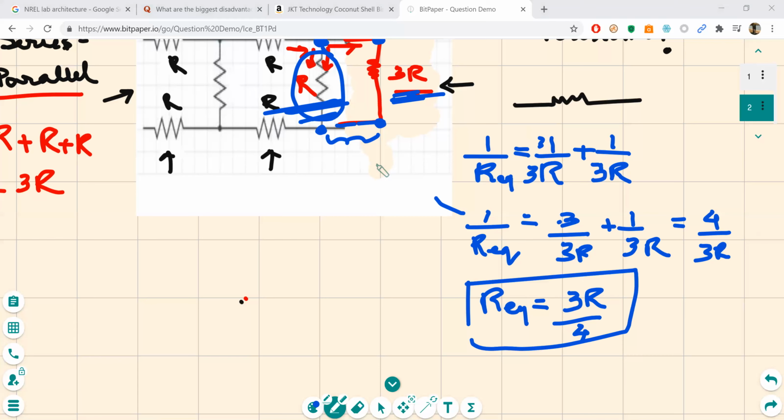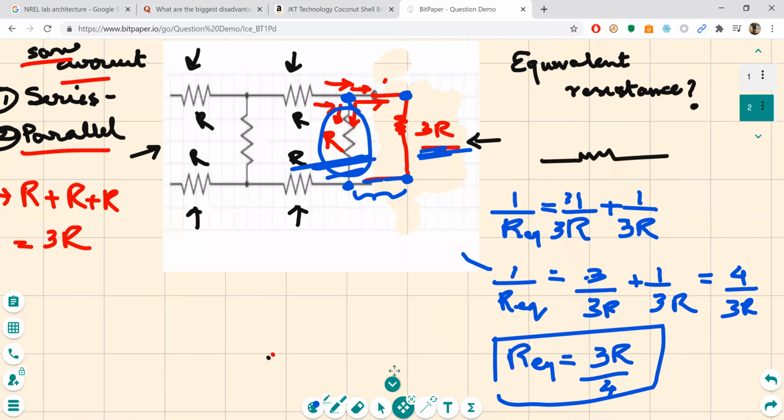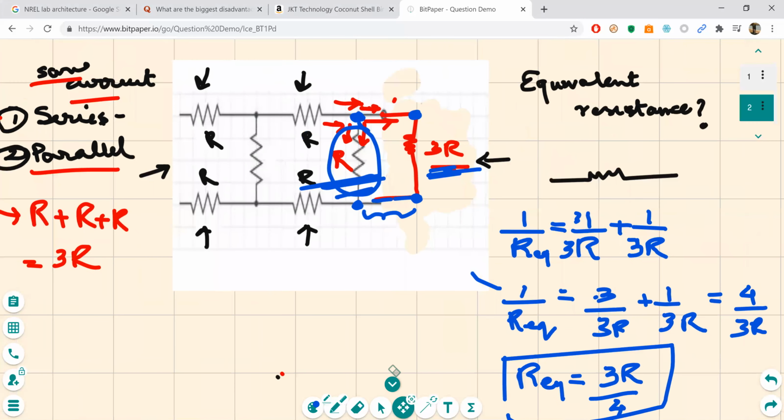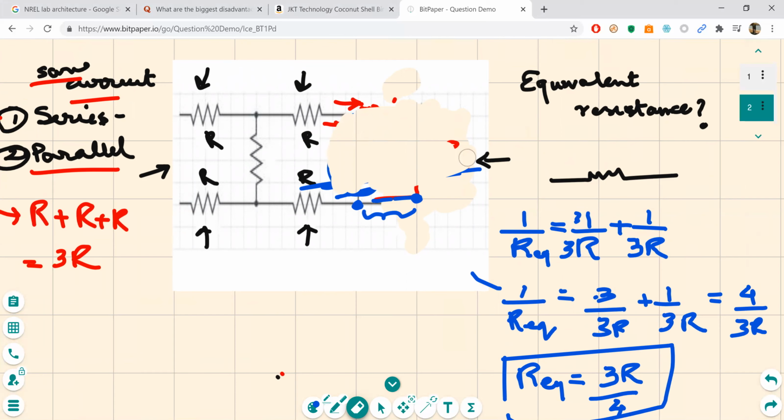Okay, so now we go back up here and we ask ourselves, what can we do with this? We can now get rid of these two resistors. We can draw a resistor here, and that resistor is going to be 3R over 4. So you see, we're slowly working ourselves back. We're cleaning this circuit up.